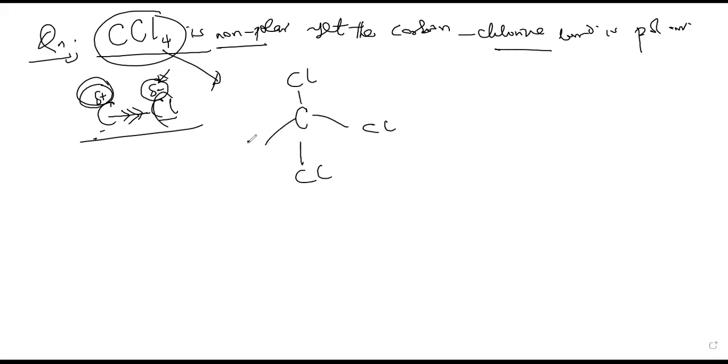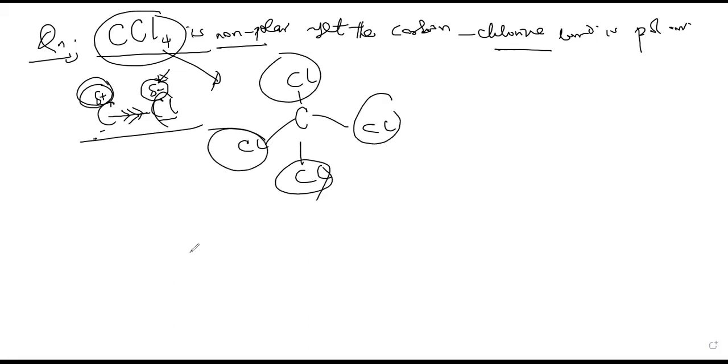We are looking at the tetrahedral structure, and within this structure the chlorine atoms are symmetrically distributed about the carbon atom. So there are created equal but opposite dipole moments in all directions. In this direction there will be a dipole moment, and in this direction, and even here, so they can easily cancel out, giving an effective dipole moment of zero. And when the effective dipole moment is zero, there can't be polarity in the molecule.